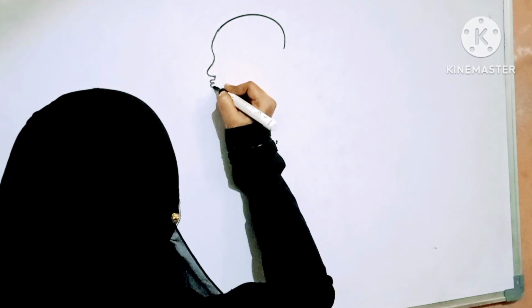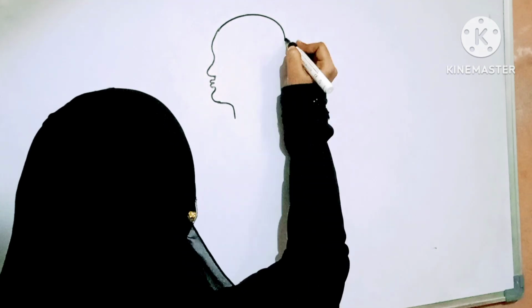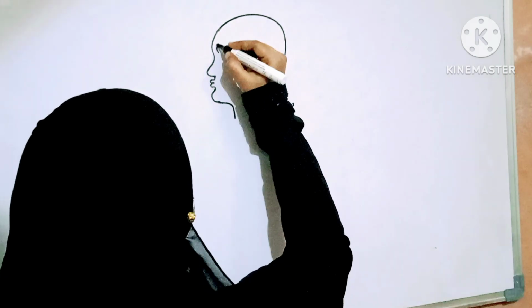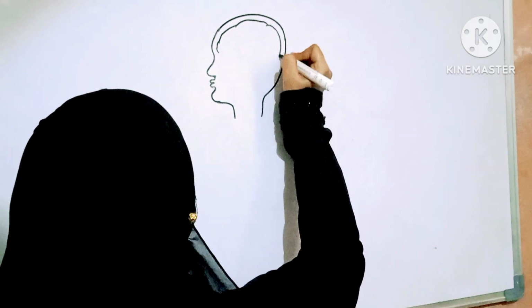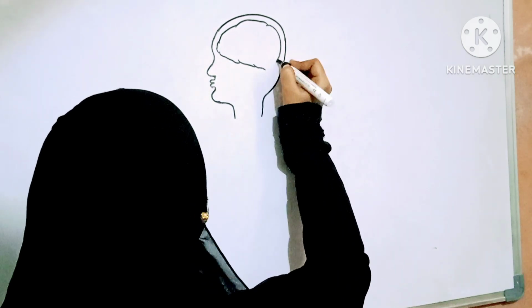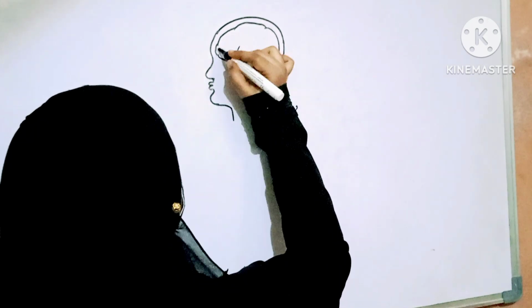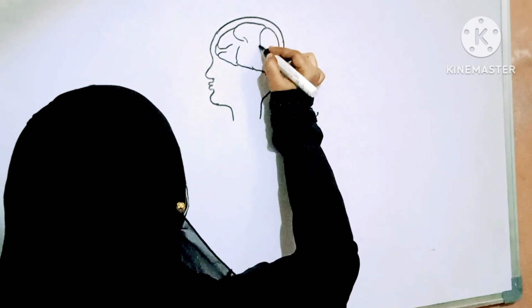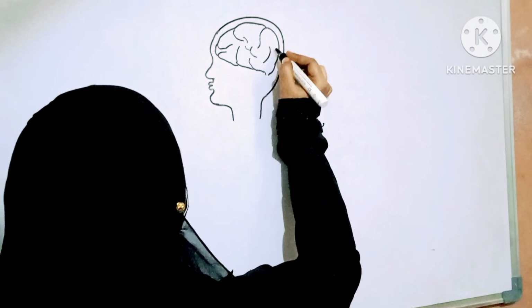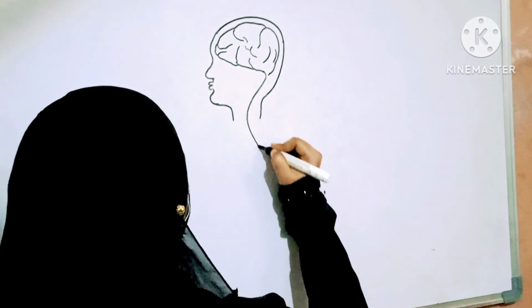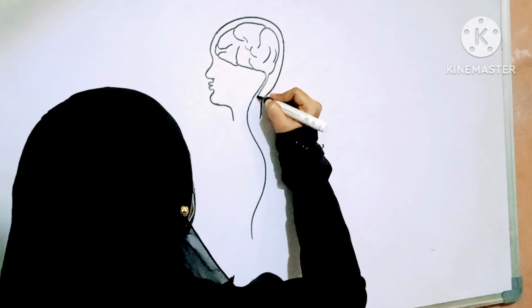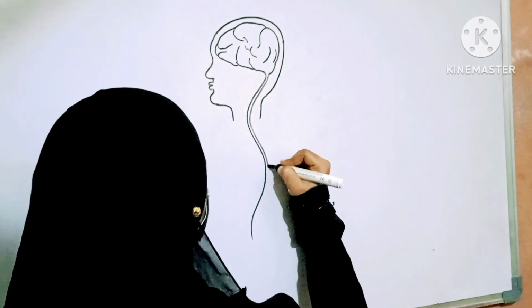The human nervous system consists of two parts, the central nervous system and the peripheral nervous system. The central nervous system contains two parts, known as the brain and the spinal cord. Here I have drawn the brain, and there is a continuation of the spinal cord. Today let us know about the spinal cord.